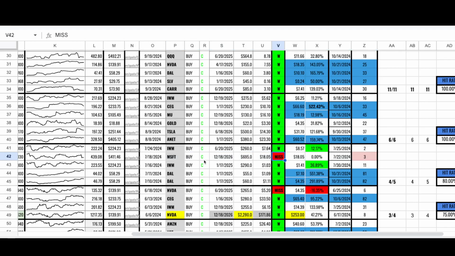the only miss right now is Microsoft. Microsoft did drop quite a bit after their earnings, but this one does have till the end of 2026. Very possible that over time this will continue to go higher.